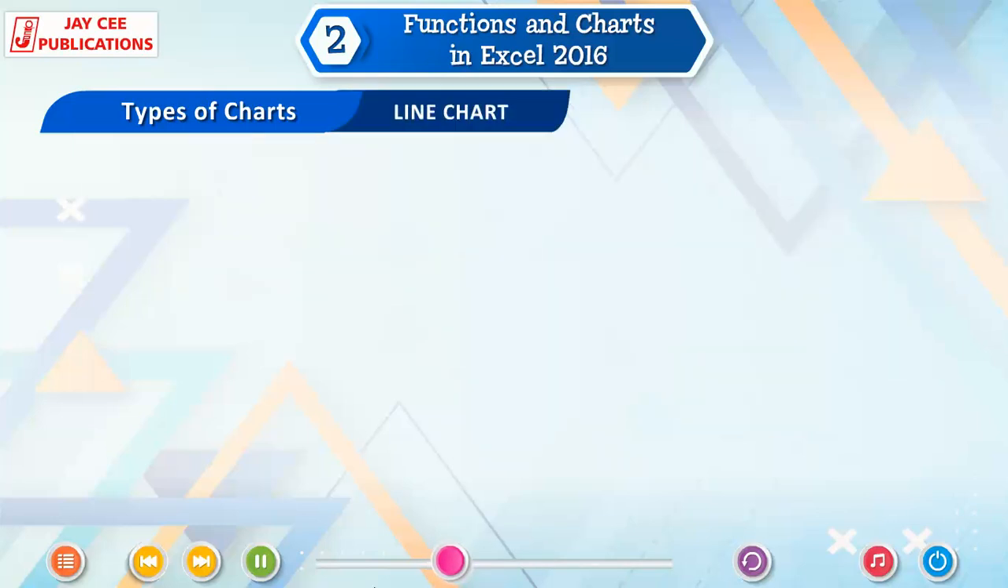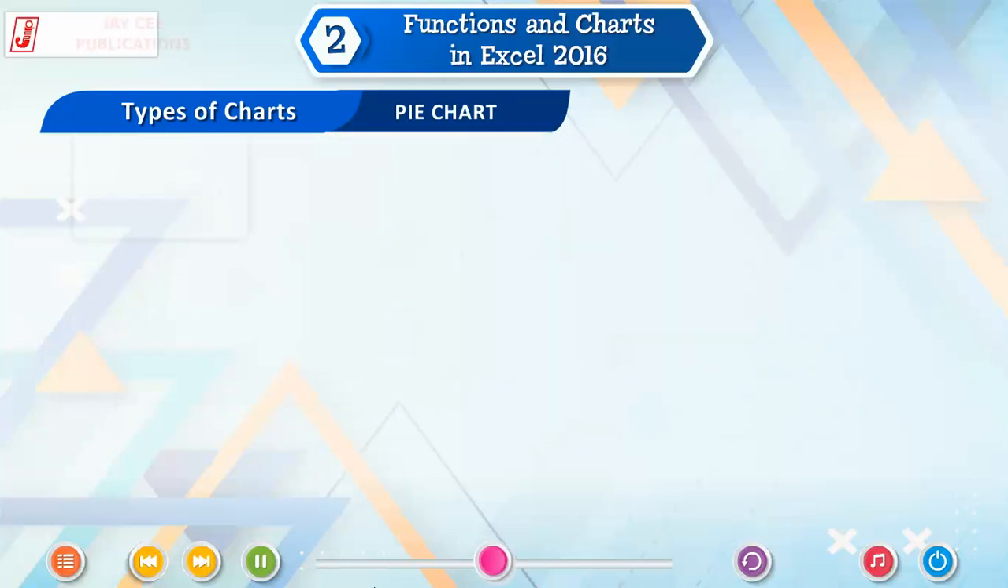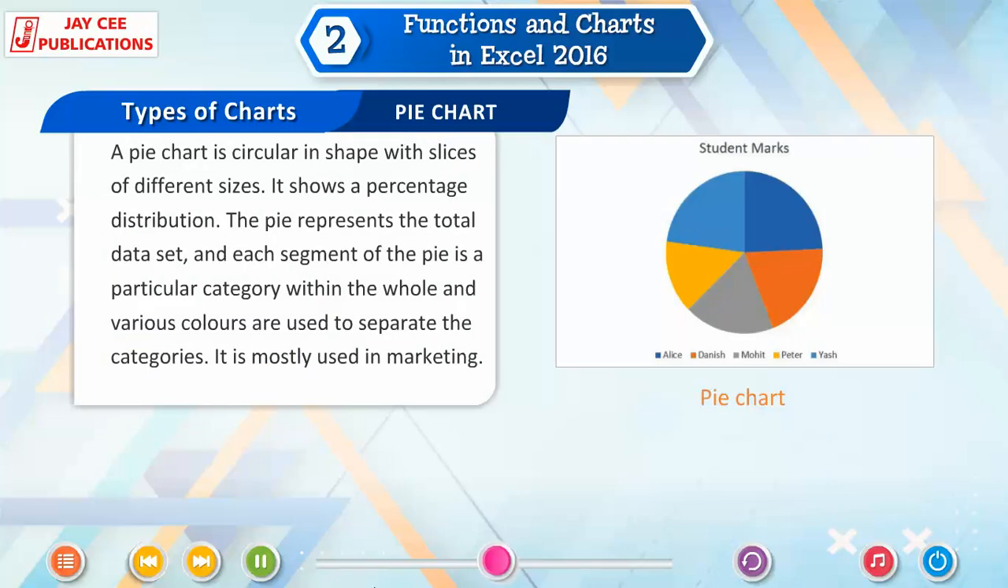Line chart. Line charts simply use a line to connect the data points that you plot. They are most useful for showing trends and for identifying whether two variables relate to one another. Examples of trend data include how sales figures vary from month to month and how engine performance changes as the engine temperature rises. Pie chart. A pie chart is circular in shape with slices of different sizes.